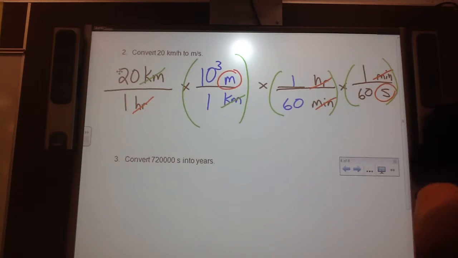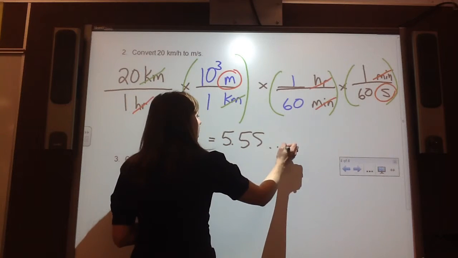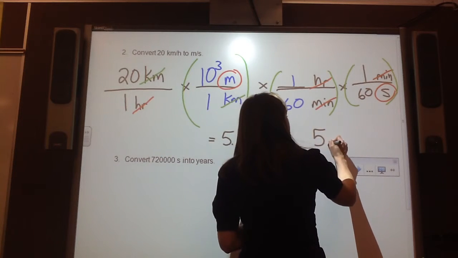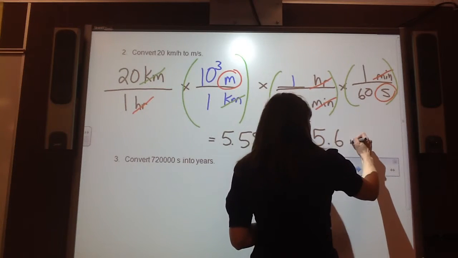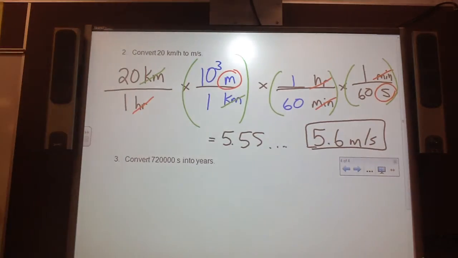So what do you get? Colin? Here, I can help. Nope, you're right. Yeah, tell us, Colin, what'd you get? 5.55, blah, blah, blah, right? Okay, so to sig digs, it is 5.6 meters per second. Okay, so that's how you do the whole conversion thing.